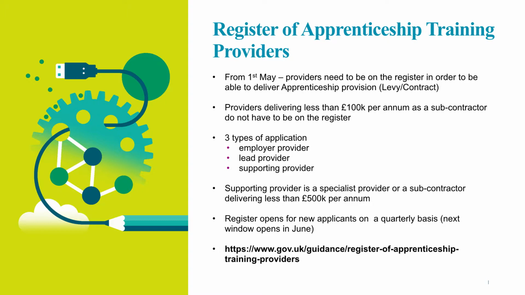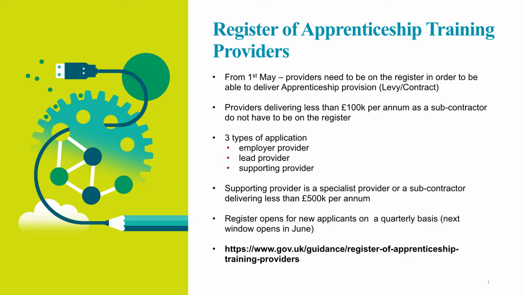A lead provider is, again, as currently is, someone who manages the contract delivery and potentially has subcontractors to assist them in the delivery of that. So this will be the organisation that will have the contract with an employer to carry out the apprenticeship delivery. And again, they then may use subcontractors to deliver elements of that.